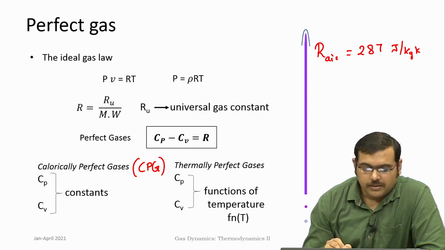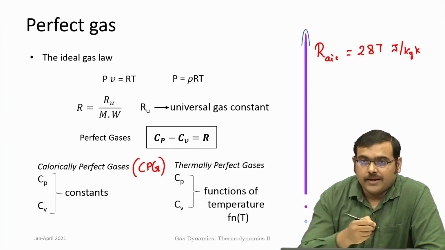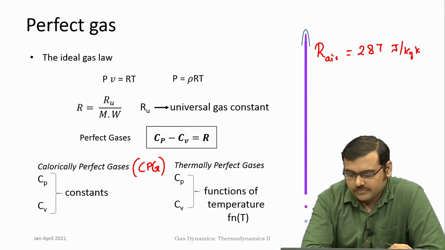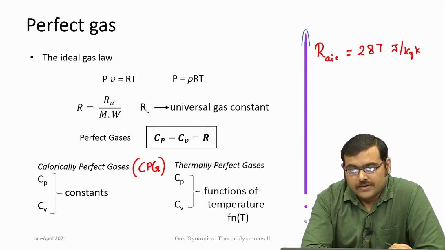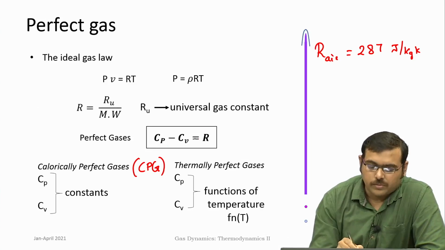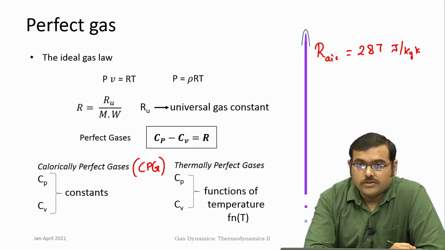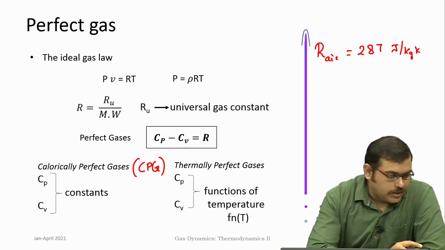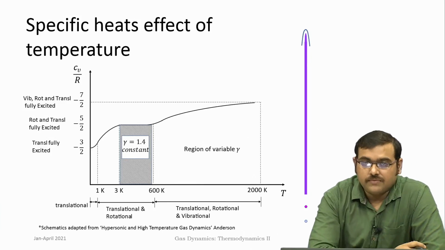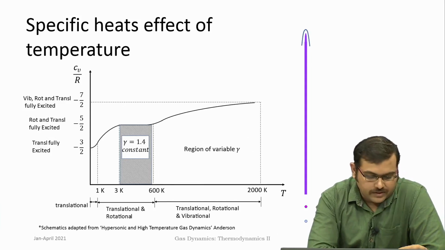In thermally perfect gases, Cp and Cv are functions of temperature. So, as temperature changes, Cp and Cv change, but they change in such a fashion that they always obey Cp minus Cv equal to R. That is possible because of the different modes of energy that we had discussed.